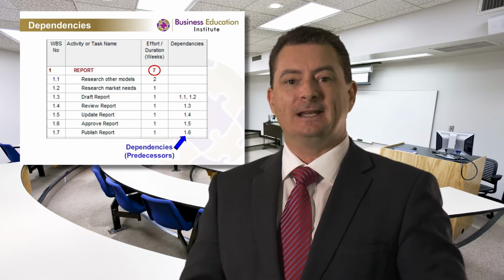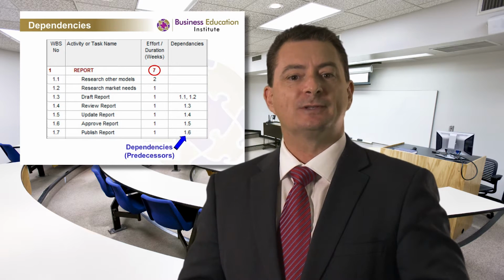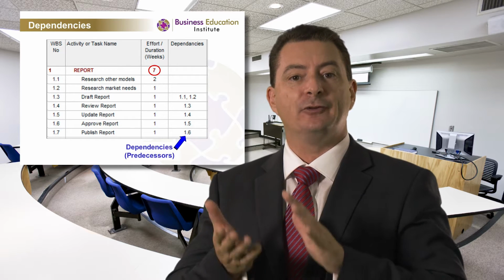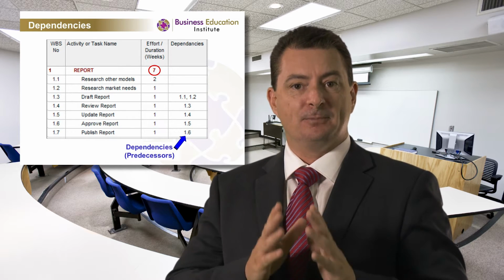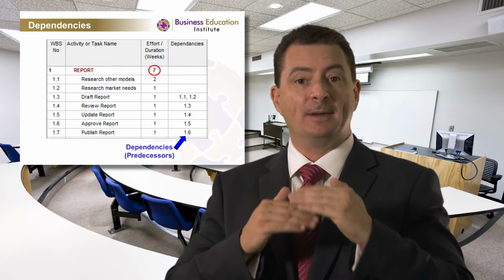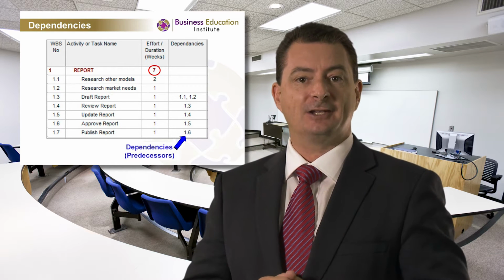Because we might find it's 7. Let me give you an example why. When we start looking at the dependencies on each of these tasks, you'll see, for example, that I could have done the reports, the research components, at the same time in parallel. We call that fast tracking.